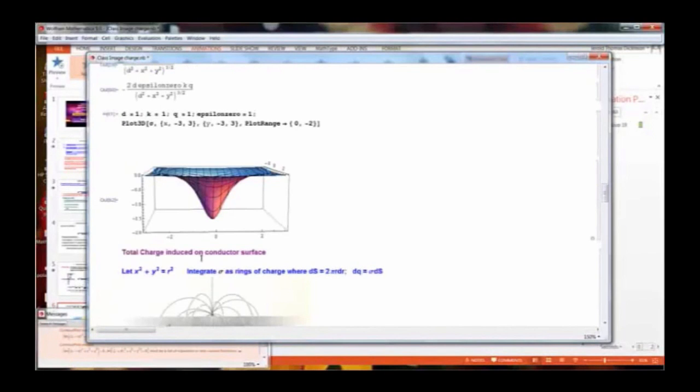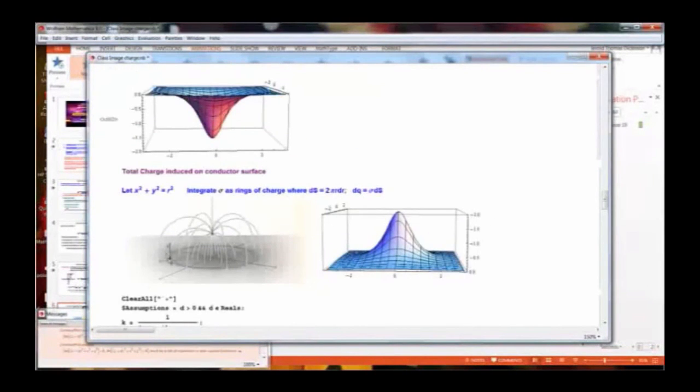What is the total charge? Well, we can find that by just integration. And so I'm just going to replace x squared plus y squared with the distance r squared. And we'll just integrate our equation for sigma in rings of charge with an area element 2 pi r dr. So dq then, remember, is sigma dS. Notice here we have this ring which is at r dr, so the distance around is 2 pi r, and then times dr gives us this dS.